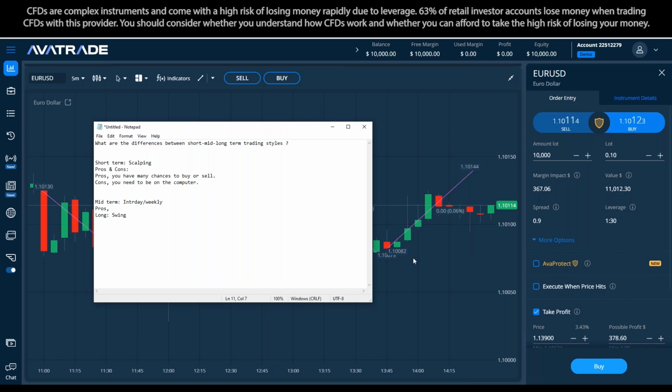Let's put it this way: pros would be it doesn't necessarily require me to be on the computer. Can work with pending orders. The cons, I'd say, let me think of something negative using the strategy.